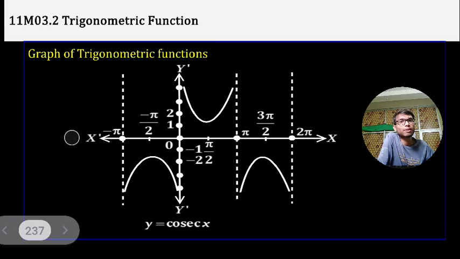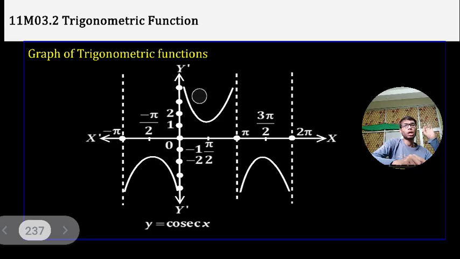Are you visualizing? Here at minus 90, it is at minus 1, but at minus 180, y is infinity. At 0, it is minus infinity. Same here at 0, on either side it is minus on this side, and positive infinity on that side. But at 90, y is 1. Y is coming 1 as output.